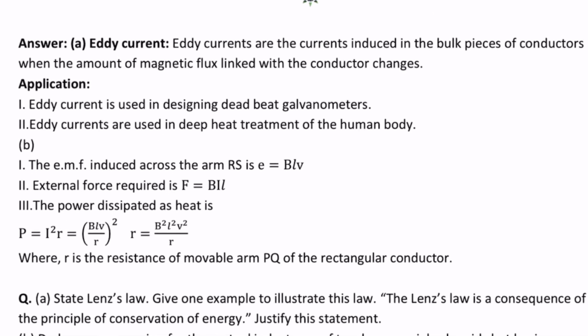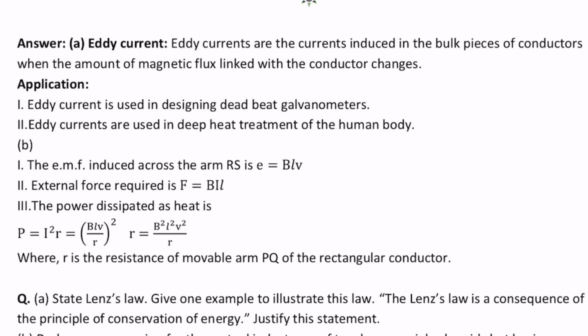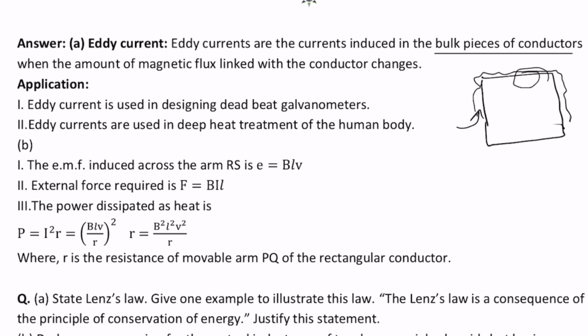Now what is eddy current? These are the local currents. Eddy currents are the currents induced in bulk pieces of conductors when the amount of magnetic flux linked with the conductor changes. Suppose this is a laminated plate. The magnetic flux goes through this and it is conducted through this. Now a local current loop gets created which dissipates the energy. This is actually overhead. This is lost because of eddy currents. So these local current loops are the eddy currents.